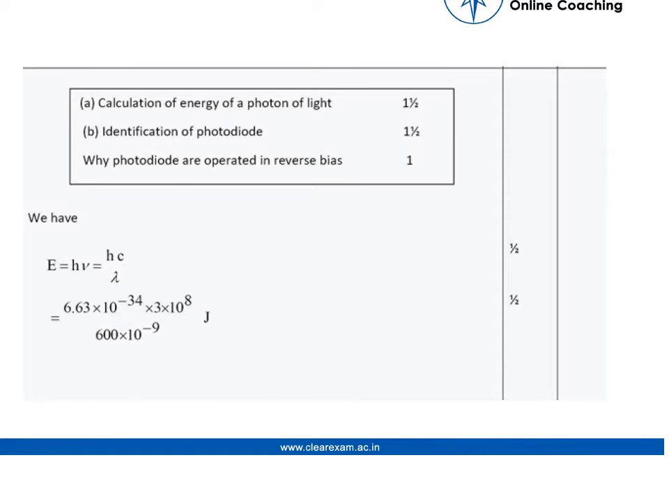So we know that energy is basically the frequency times Planck's constant, and is calculated by h times the speed of light divided by the wavelength. So here the speed of light is 3 into 10 raised to the power 8 meter per second, and the wavelength we have been given is 600 nanometers in the question.